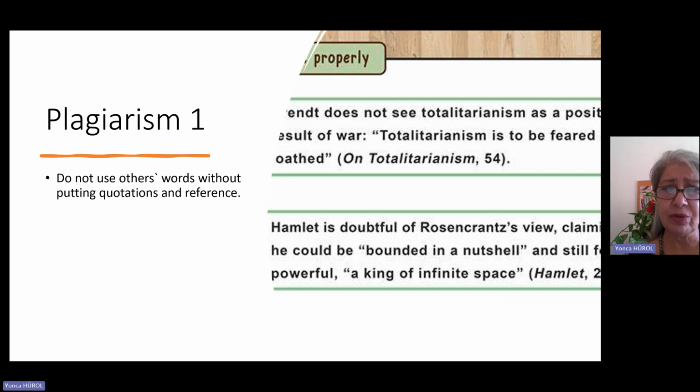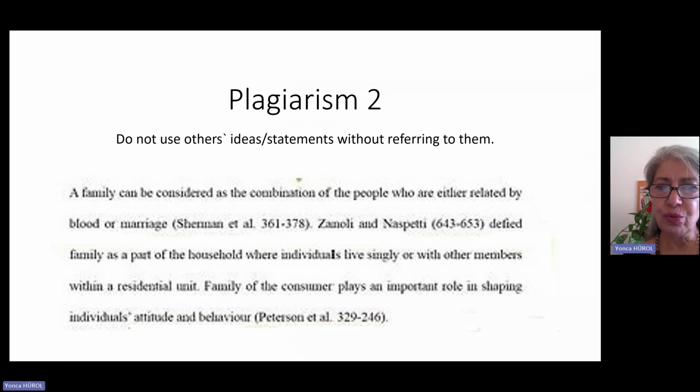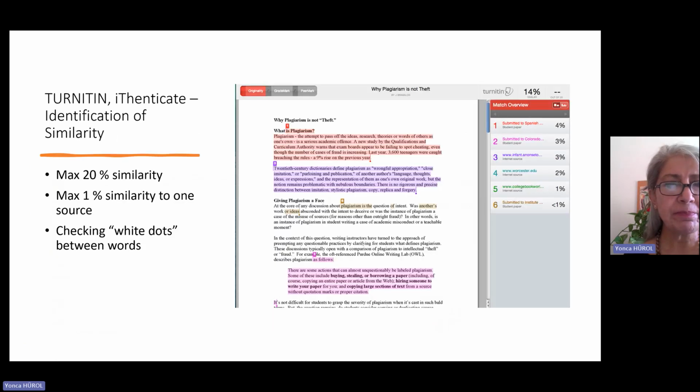Now, if we start talking about the old integrity problems, you know, the plagiarism issues: as academics, we are expected not to use others' words without putting quotations and references. And also, we don't use others' ideas or statements, anything developed by them, without referring to them. So these are the very well-known issues of research integrity.